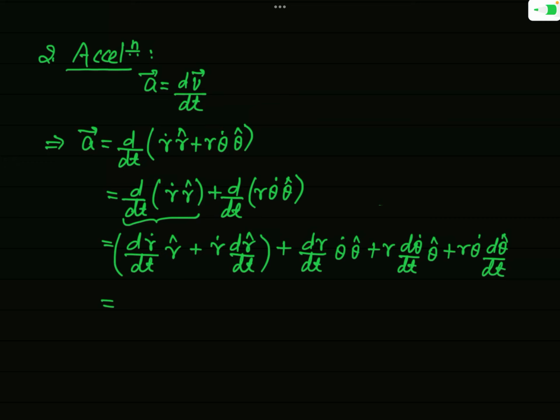Now, d(r dot)/dt, this will be simply r double dot. When you say r double dot, that means d²r/dt². And times r hat plus.